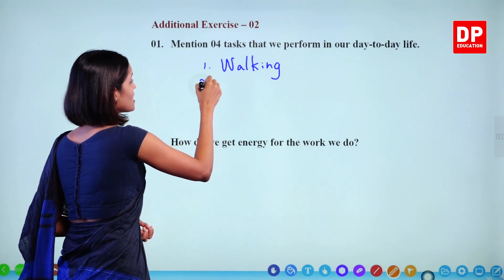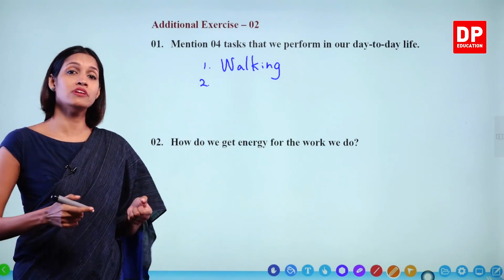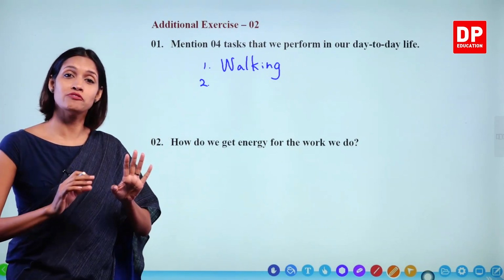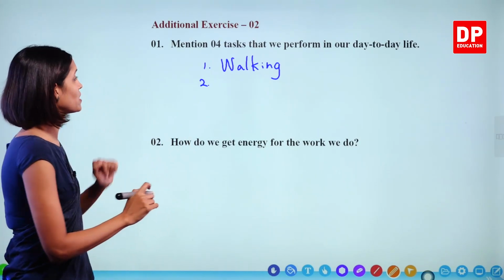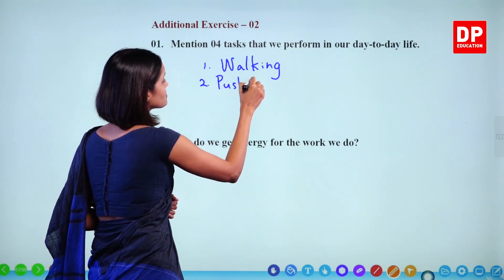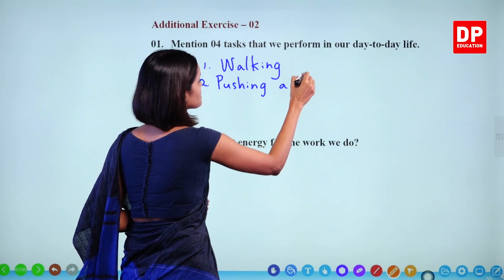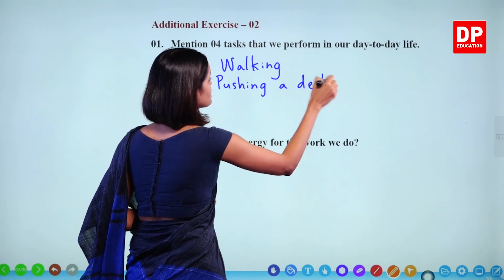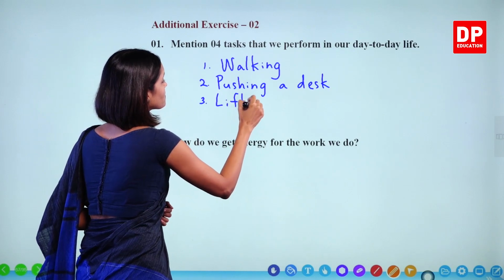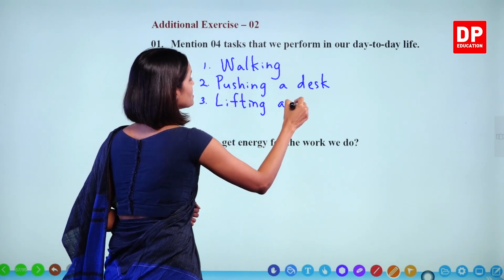And when you are in the classroom, sometimes you have to lift your desk and lift your chair, or you have to sometimes push your desk, okay? Pushing a desk. Lifting a chair.